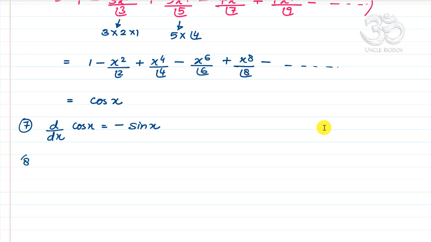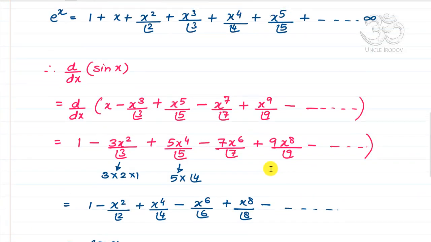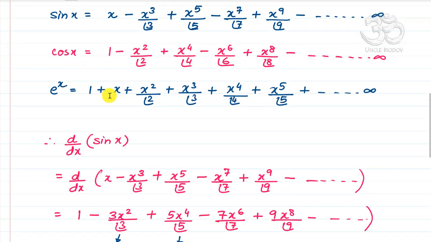Then you have d by dx of e power x. It is e power x itself. Yes, so if you have a look at this expression, you will understand why.